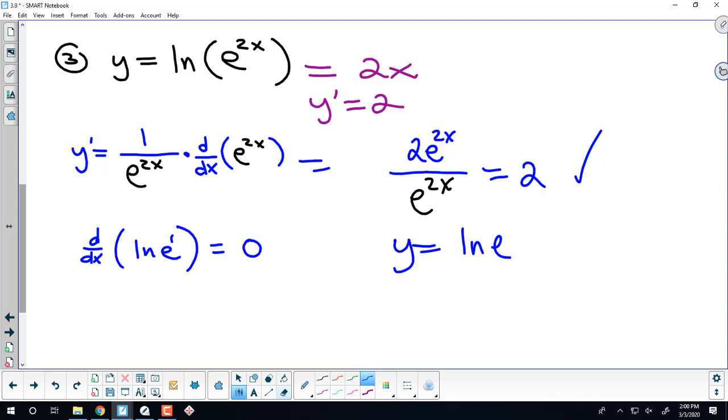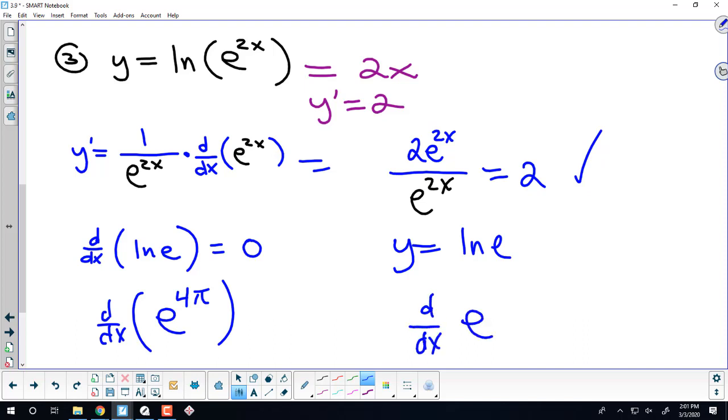Or the other way to think about that is that this is a constant. There is no x involved, right? That's like asking what's the derivative of e to the 4 pi? 0, because it's a constant, right? There is no x involved. Once we have an x involved, then it is a function of x. So if I had, what's the derivative of e to the 4 pi times x, that's no longer a constant. Okay, so the derivative of ln of e is 0.